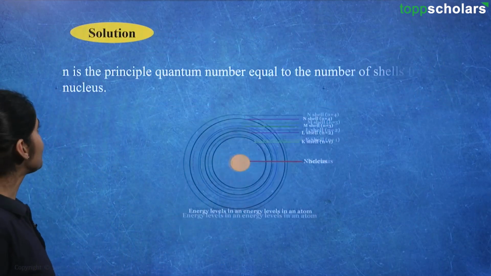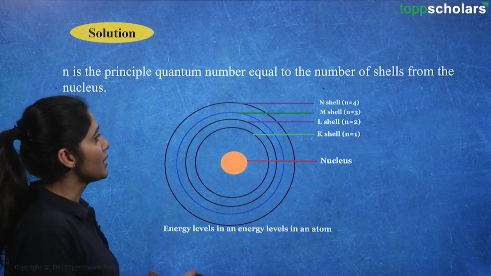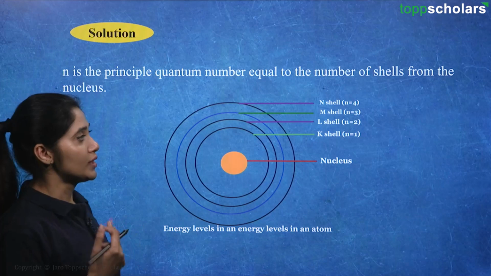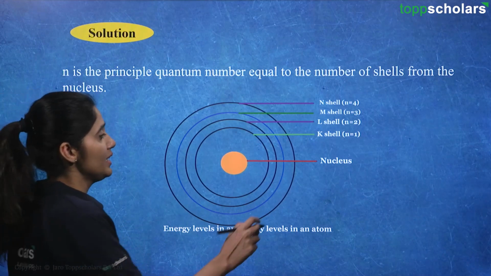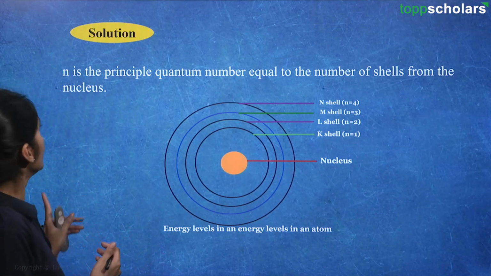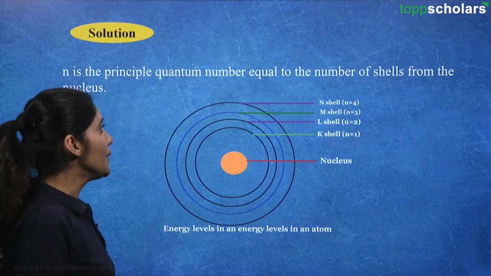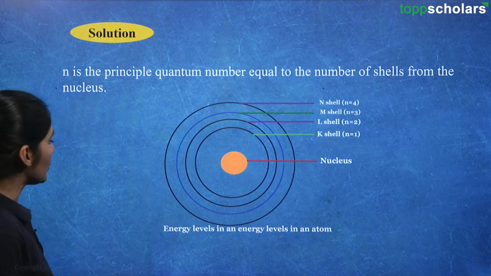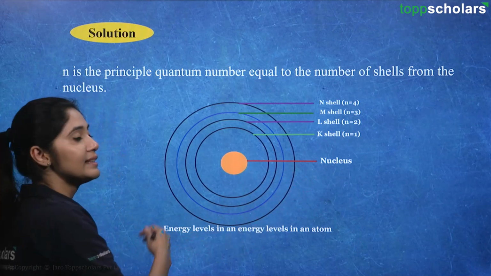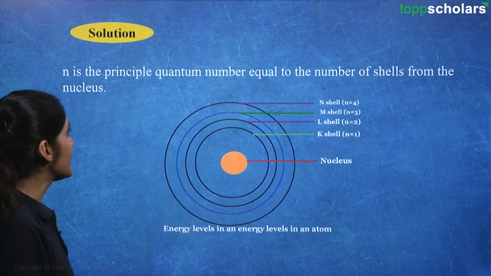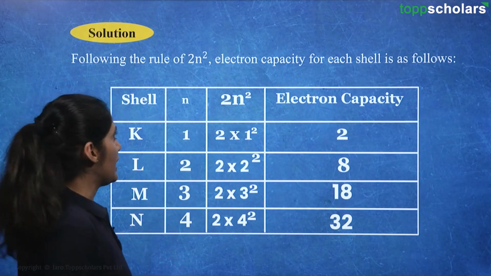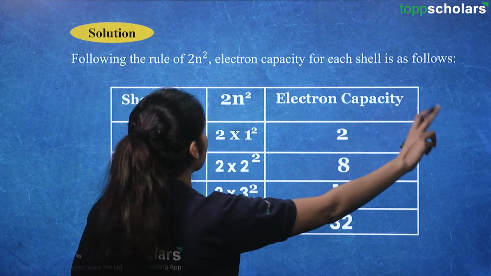Let's see the answer. N is the principal quantum number equal to the number of shells from the nucleus. Now how many shells do we have here? K, L, M. This is what is asked in the question. As the shells increase, the energy levels also increase in an atom, right? Then, following the rule of 2n square, the electron capacity for each shell is as follows.